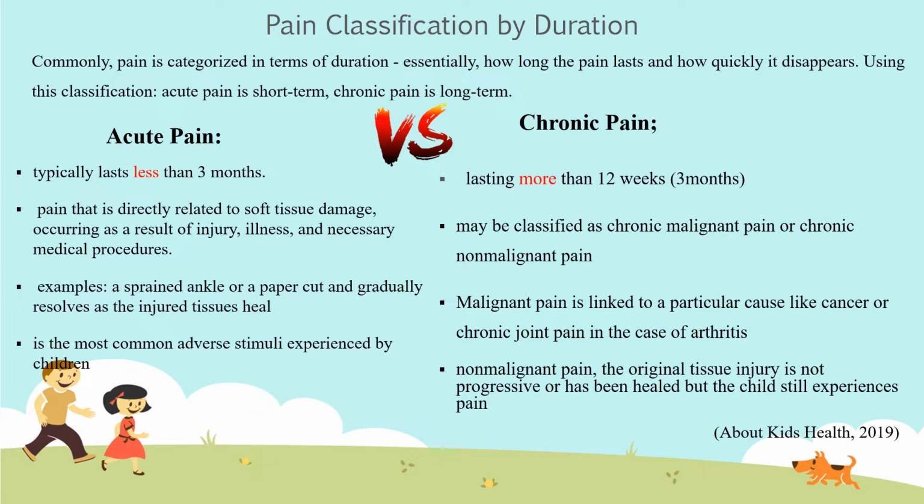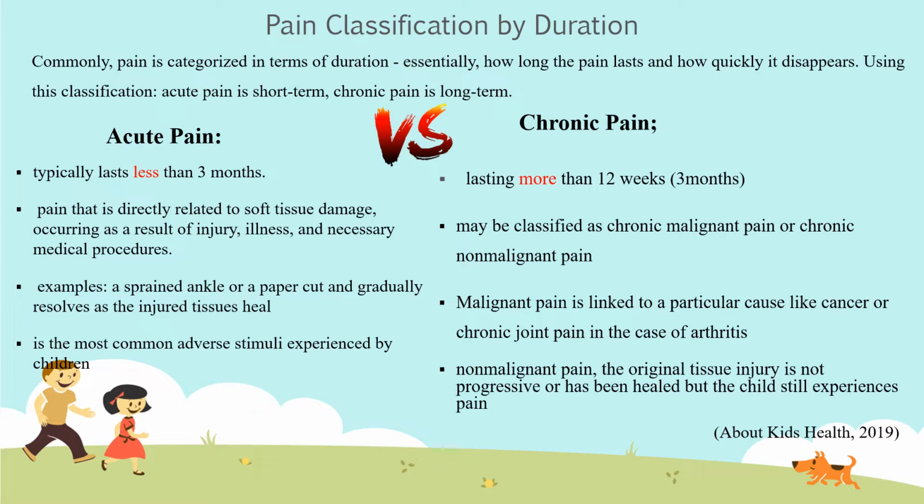Acute pain is known as short-term, chronic pain is long-term. Acute pain lasts less than 3 months. The pain is directly related to soft tissue damage occurring from a risk of injury, illness, or necessary medical procedures. Examples are a sprained ankle or paper cut, and it gradually resolves as the injured tissue heals. It is the most common adverse stimulus experienced by children.